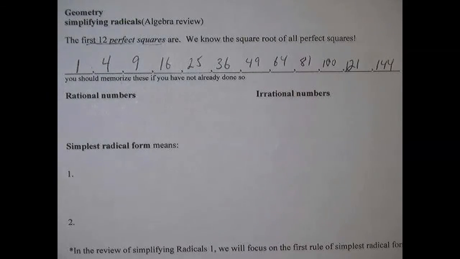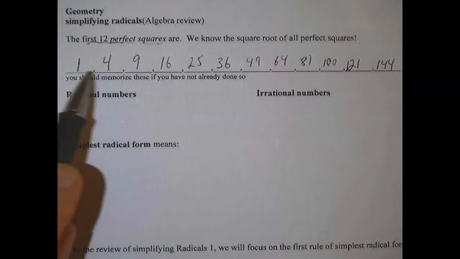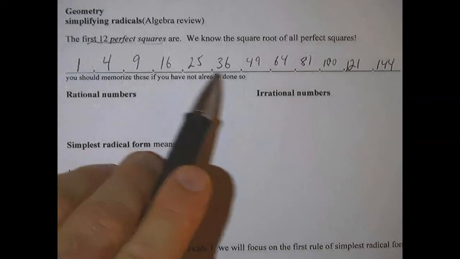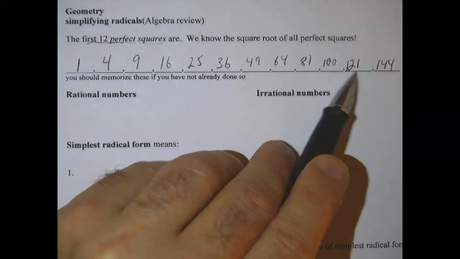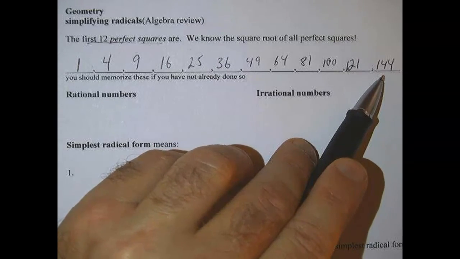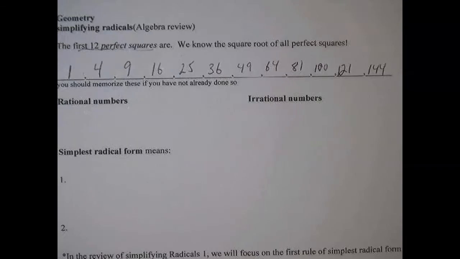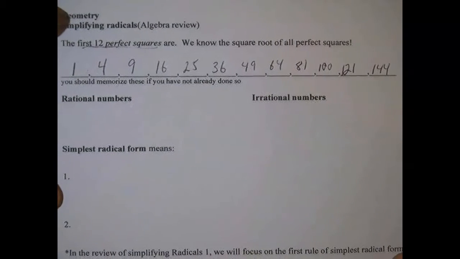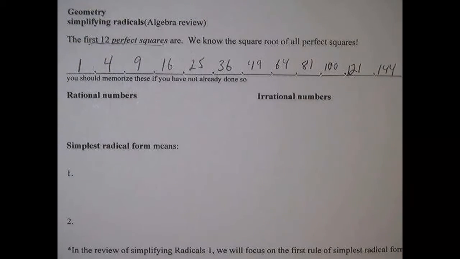Okay, so we have all of the first 12 perfect squares: 1 squared, 2 squared, 3 squared, 4 squared, 5 squared, 6 squared, 7 squared, 8, 9, 10 squared, 11 squared is 121, and 12 squared is 144. It's really important that you have these in mind when you're simplifying the way that we're going to do it today. If you have these 12 numbers in mind, the 1 doesn't really matter, but everything else matters. That's going to make a big difference.